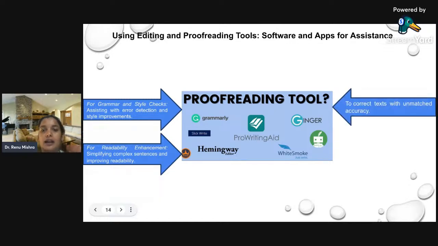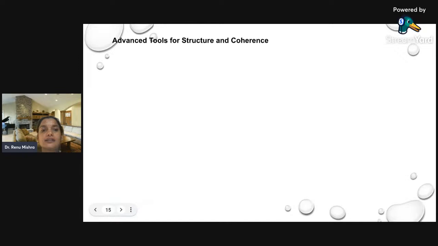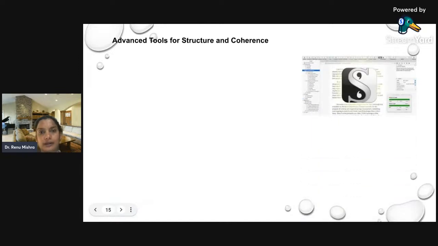Okay, another one is Ginger, which is used to correct text with unmatched accuracy. So if there is any text which is not accurate, you may go ahead with Ginger. Then comes Pro Writing Aid, which is for in-depth analysis, offering detailed reports on grammar, style, and structure. Okay, all right. Now there are some advanced tools for structure and coherence.